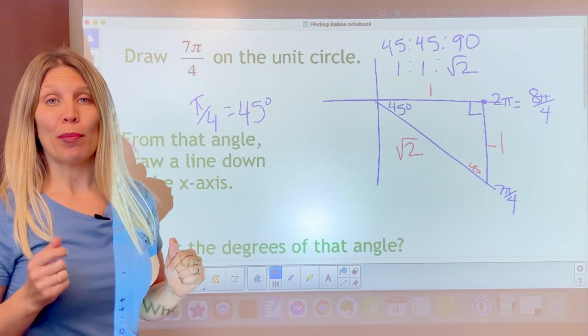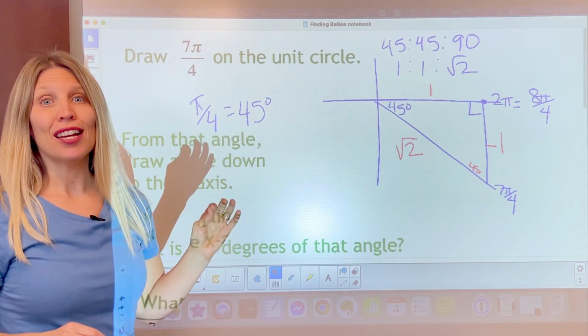Now, in my next video, I'm going to show you how to apply the trigonometry to this piece as well.